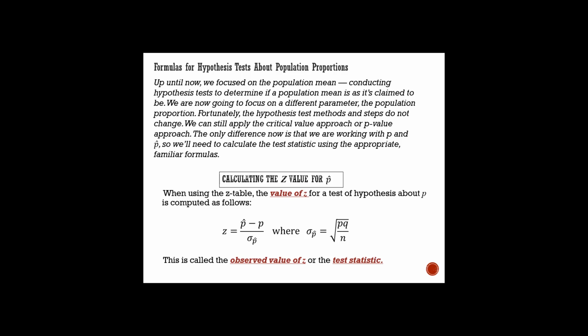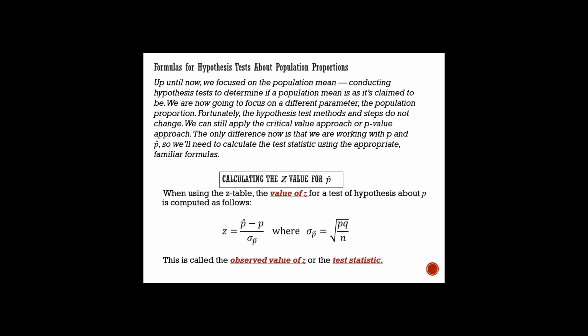Now let's do our third type of problem. Just like we did in confidence intervals, we now are going to be dealing with proportion data. So up until now, we've been talking about population mean. We've been doing hypothesis tests to determine if a population mean is as it claimed to be, but we're going to focus now on a different parameter. We're going to talk about a population proportion problem.